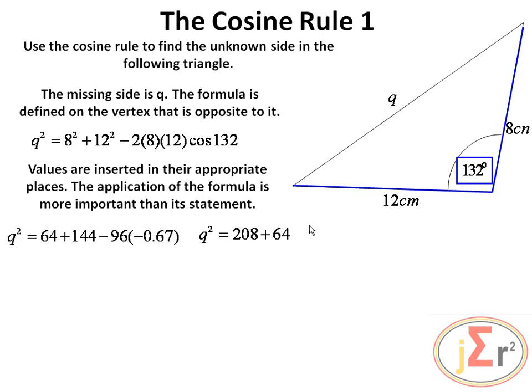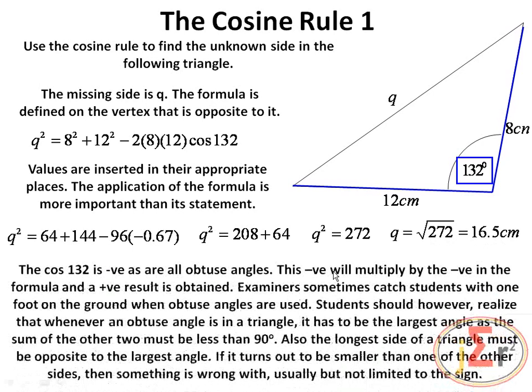And of course, after inserting the values, we simplify and that is what we get. How do we simplify? In this case, what do we notice? Cosine of 132 is negative 0.67. So we multiply this by this. Negative multiplied by negative is positive. That will give a positive 64. Then 208 plus 64 is equal to 272. Then we need to find Q. This is Q squared. Finding Q, we find the square root of 272, which is 16.5 centimeters.